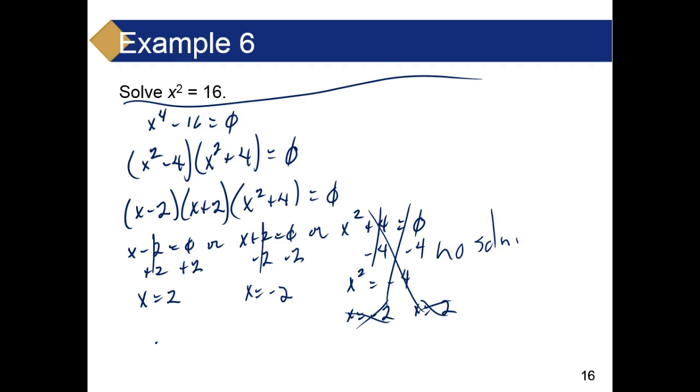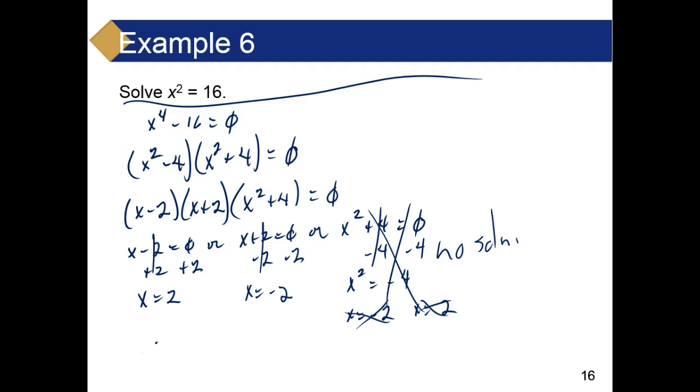Even though we have a degree 4, all that tells you is you could have up to 4 possible solutions, 4 or less. We only have 2. And they do work. You can go back and plug them in. 2 to the 4th power. You want to know what it is? 2 times 2 is? 4 times 2 is? Times 2 is? 16 minus 16 is? 0. That works.